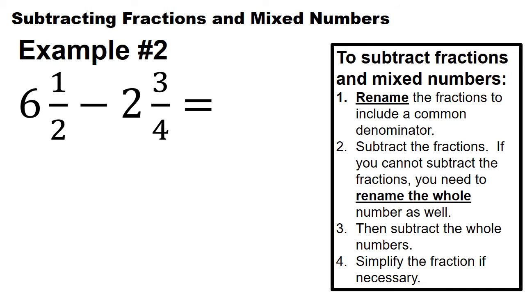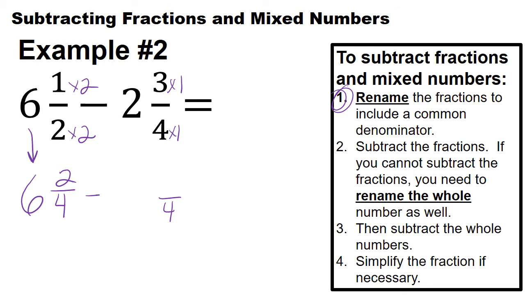So now let's try example number two. So example number two, our very first step is let's go ahead and rename our fractions to include a common denominator. So our common denominator of 2 and 4 is 4. So let's go and rewrite both mixed numbers now. So 2 times 2 gives us 4. So 1 times 2 is 2. And don't forget about that whole number. So now 4 times what gives us 4? So 4 times 1, times 1, just for the sake of the steps. So we have 3/4 and we bring down our whole number. So step number one is completed.